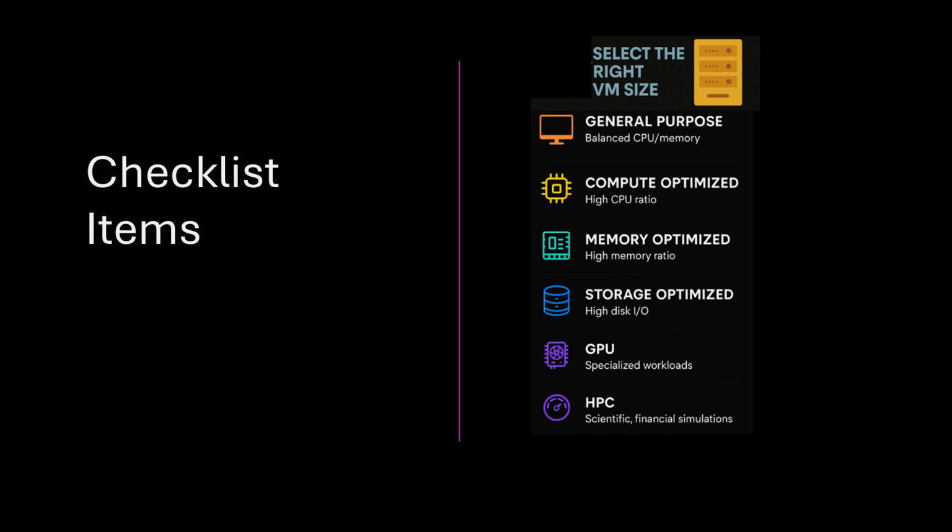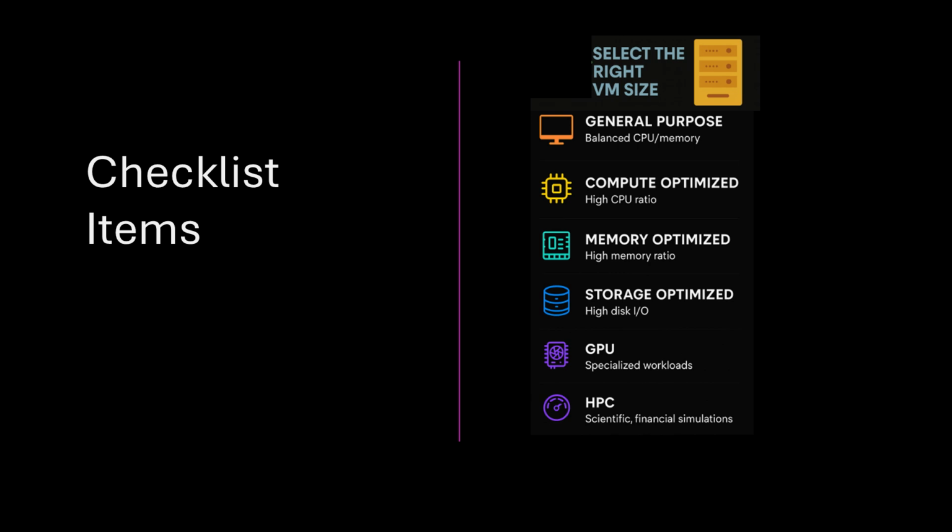For workloads that are more CPU intensive, like application servers or batch processing, choose a compute optimized VM. This type gives you a higher CPU to memory ratio, making it perfect for tasks that require fast processing power. If your applications are memory hungry, like large databases or data analytics platforms, then a memory optimized VM is the right fit. These VMs are designed with a high memory ratio to handle memory heavy operations efficiently.